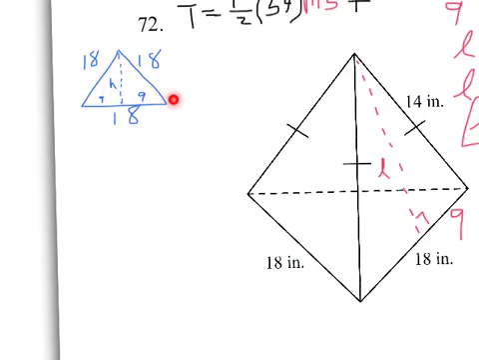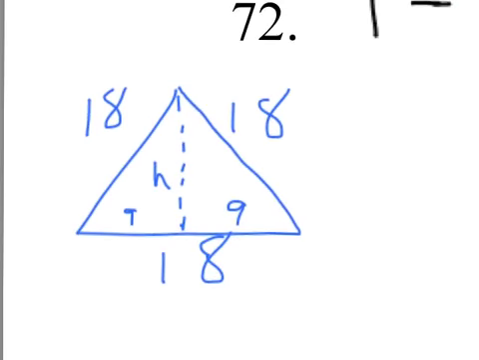Well, since this is an equilateral triangle, we know that all these angles are 60. I could even write that in here, 60, 60, and then to cut these two in half, that'd be 30 and 30, and then this would be 90. Well, that makes this a 30, 60, 90 triangle. So if this is 9, and then the hypotenuse is 18, that means the height here is 9 rad 3.